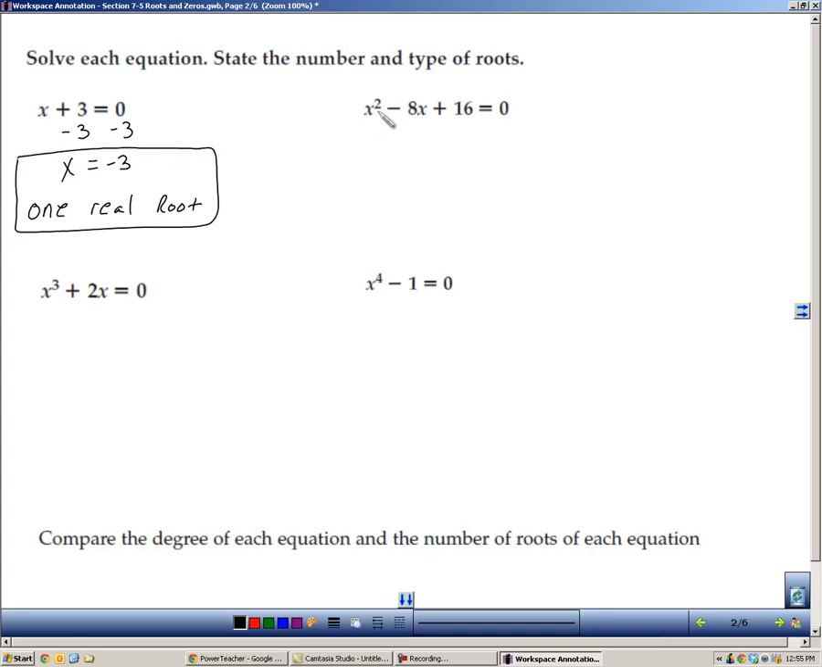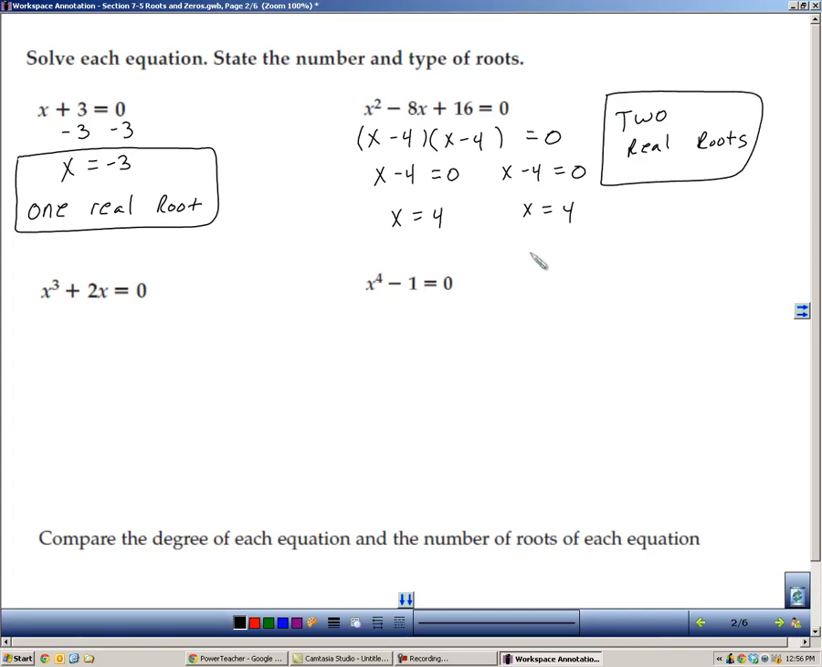This one is a second degree polynomial. Those can be factored. So I need two factors of 16 that add to give me a negative 8. So that's x minus 4 times x minus 4. You could also write that as x minus 4 squared. Now we're going to use the zero product property. And so you get the solution x equals 4, but you get it twice. This is called a double root. But the point is this equation has two real roots. Even though they're the same, we still count them as two real roots, and those roots are 4 and 4.